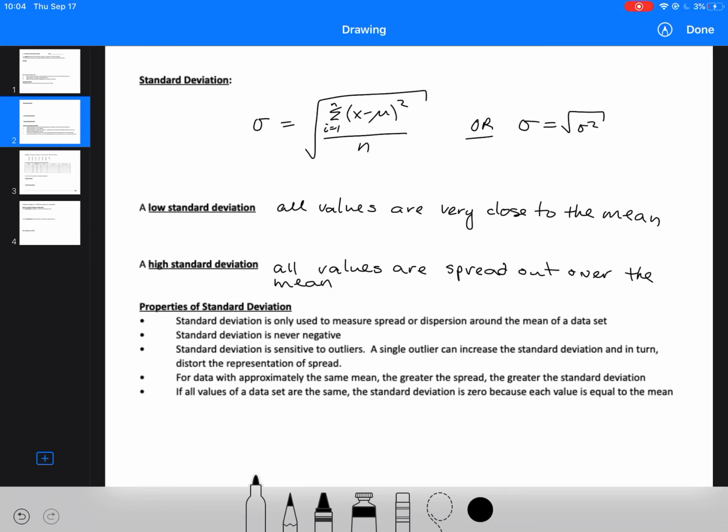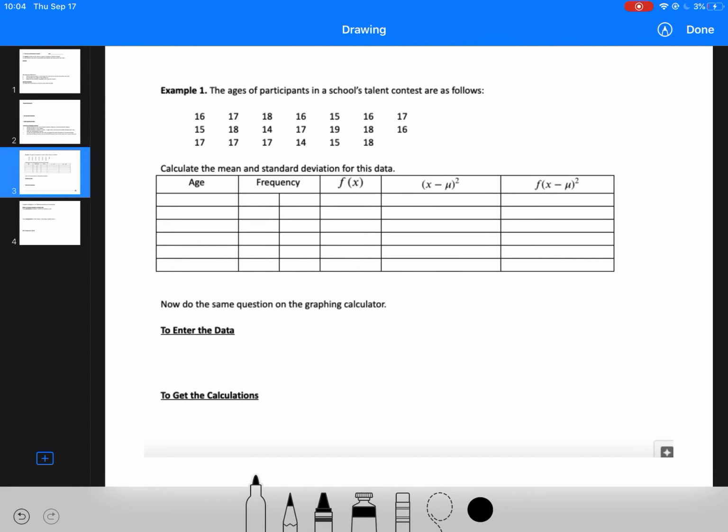Some properties of standard deviation that it's important to be familiar with: it's only used to measure spread or dispersion around the mean of a data set. It's never negative, and it's very sensitive to outliers. A single outlier can increase your standard deviation and distort the representation. For data that has approximately the same mean, the greater the spread, the greater the standard deviation. If all values of a data set are the same, the standard deviation is 0 because each value is equal to the mean. So let's look at an example.